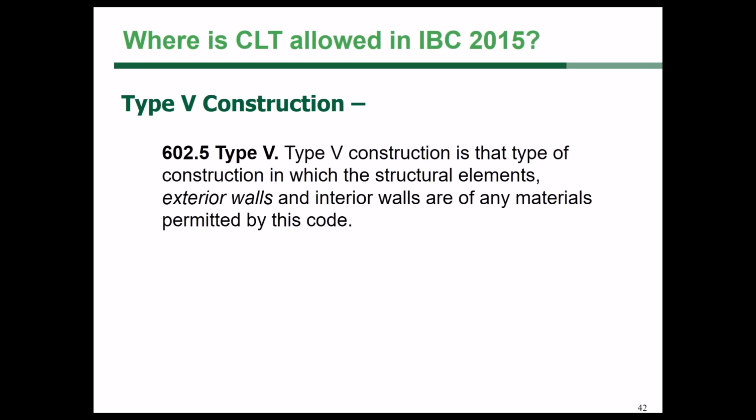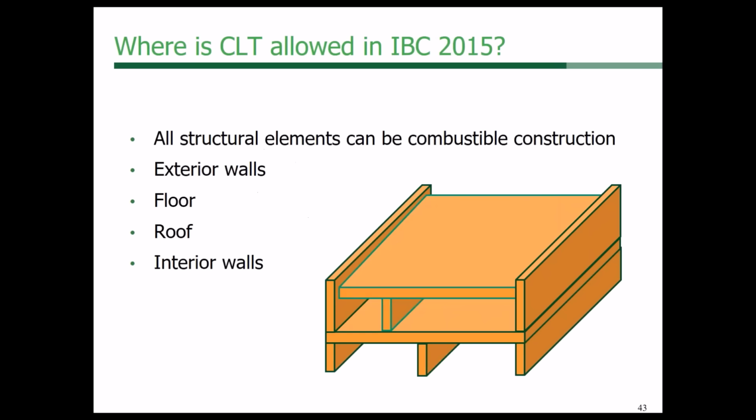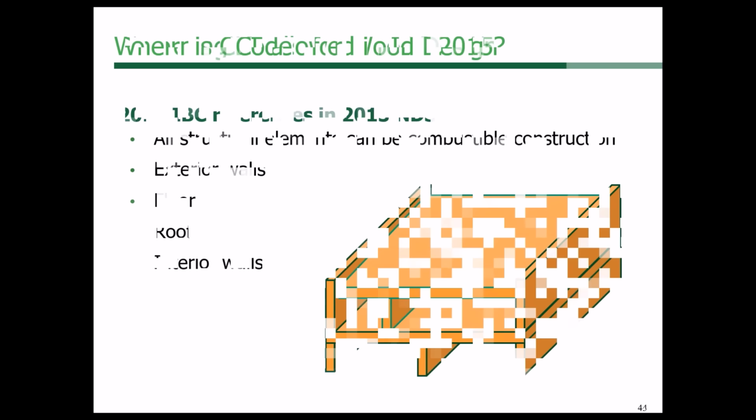That is true also for Type 5 construction, where the entire structure is permitted to be made out of any materials permitted by the code. So the entire structure under Type 5 construction can be made out of cross-laminated timber.